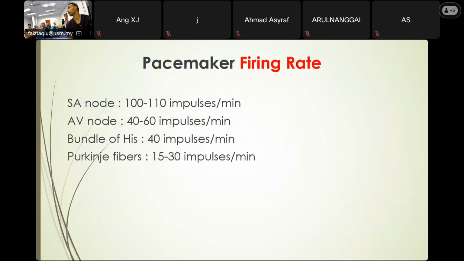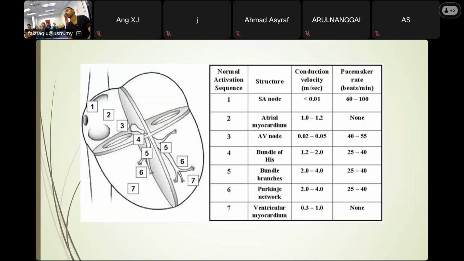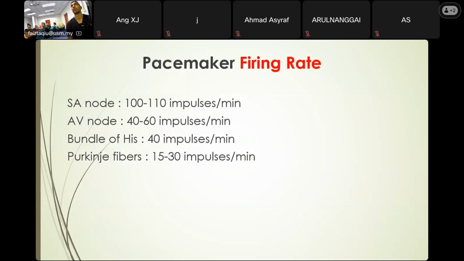To summarize, we start with the SA node, our primary pacemaker, at 100 to 110 impulses per minute. If there's any defect or affection to the SA node, the second pacemaker that takes over as primary is the AV node, so you'll see the heart rate anywhere from 40 to 60. If the AV node is dysfunctional, then the bundle of His can take over, and you'll see the heart rate become 40 beats per minute.